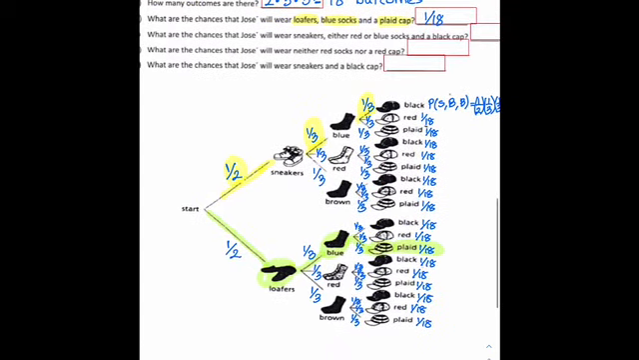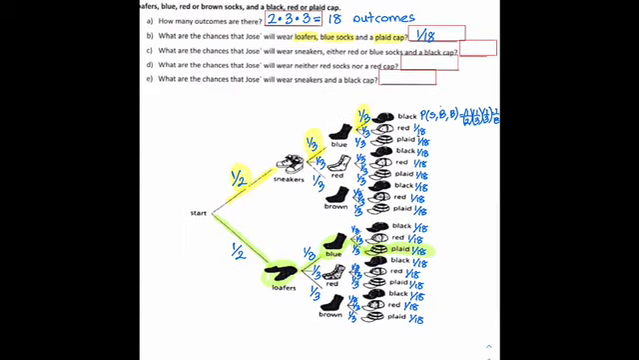Let's look at letter C. What are the chances that Jose will wear sneakers, and either socks is fine, red or blue, and a black cap? So we have to now consider the option red or blue, both socks, okay?